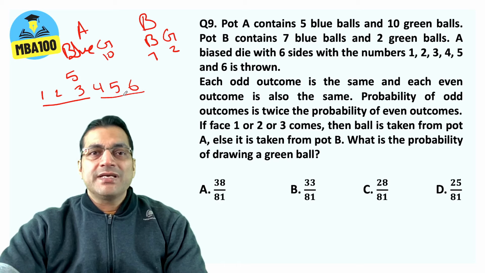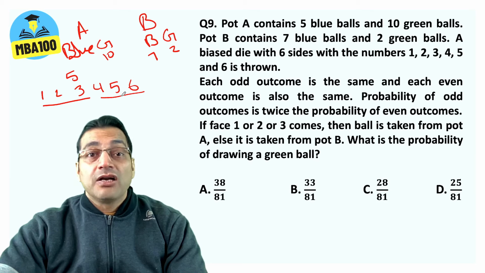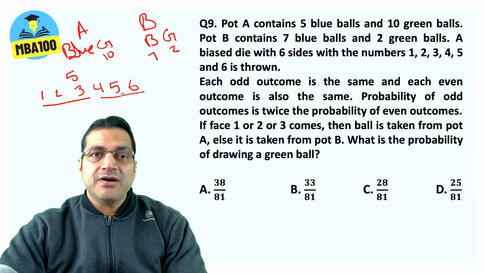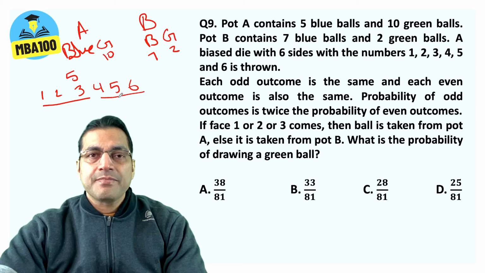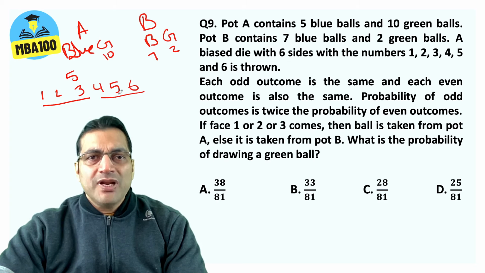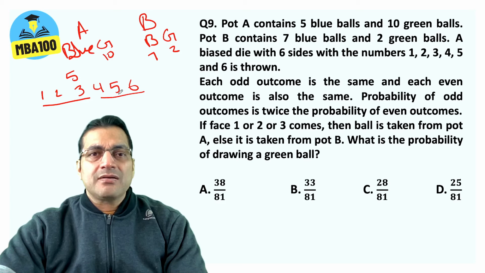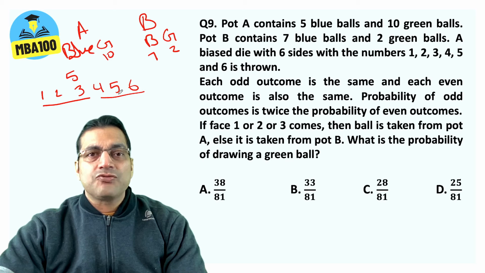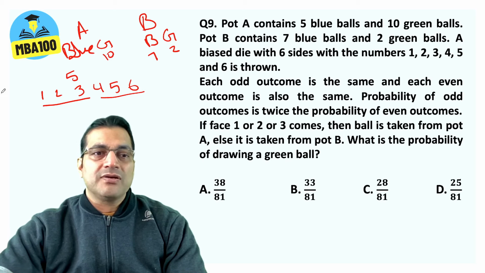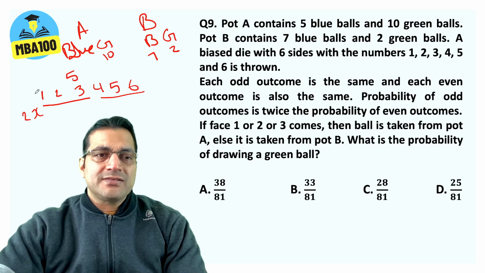And one more thing is given. That is the probability of an odd outcome is 2 times the probability of an even outcome. And all odd outcomes are equally probable. Similarly, all even outcomes are equally probable. Any odd outcome has a probability twice as much as an even outcome. So let's say this probability of 2x, 1 is odd.